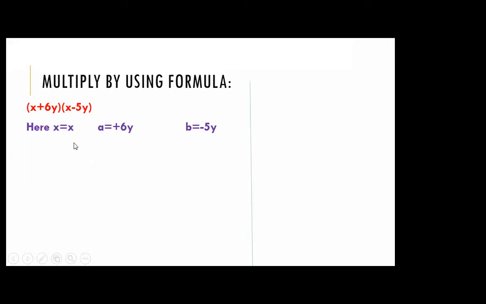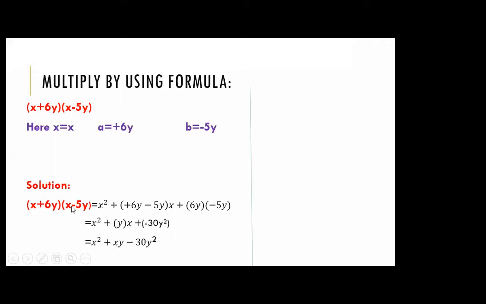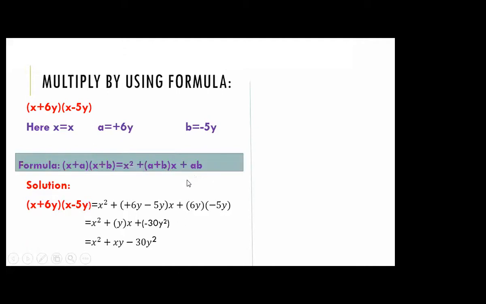So here in this formula, you can see that the value of x is equal to x, a is equal to plus 6y, and b is equal to minus 5y. The formula is on your screen. What we have done is compare the question with our formula. Okay, and let's start the solution.